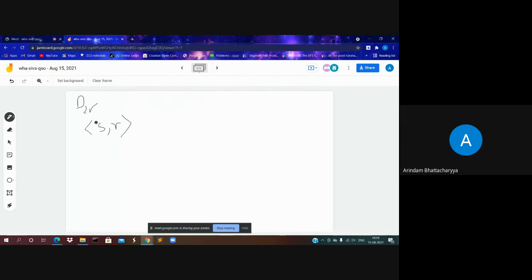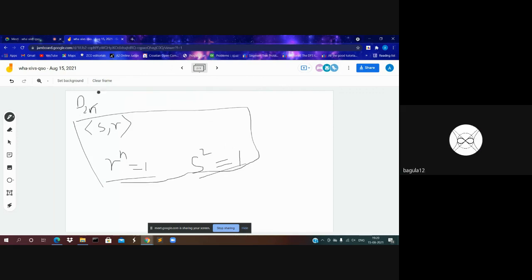But for the dihedral case, we have more information. We know that r to the n is 1, so I cannot have too many r's. We also know that s squared is 1, because a reflection applied twice is the identity and the rotation applied n times is the identity. It turns out that even this information is not sufficient to figure out the unique group. So you also need this.